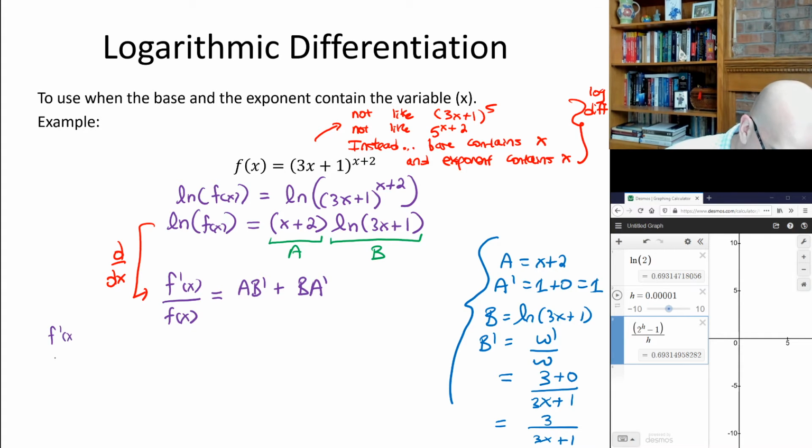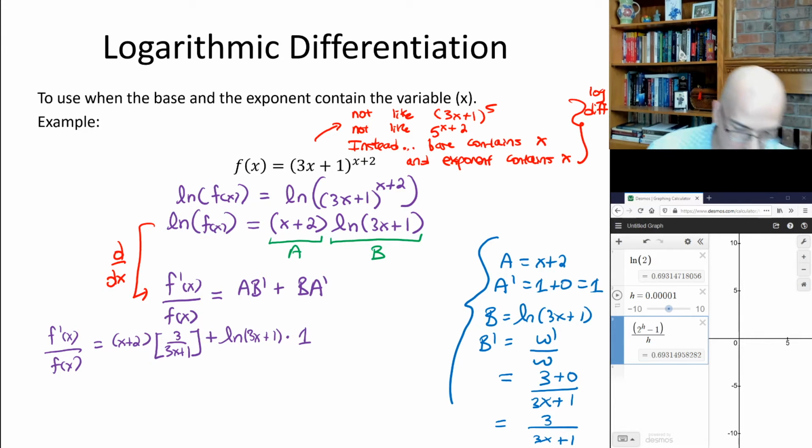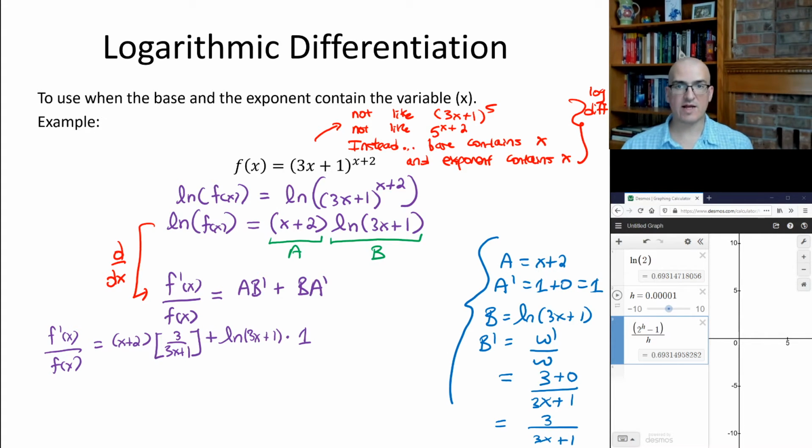F prime of x over f of x. So a times b prime, a was x plus 2. B prime, we have 3 over 3x plus 1. Plus ba prime, so ln of 3x plus 1 times 1. Okay, so that's all the derivative stuff done. Now what we have to do is isolate for f prime.